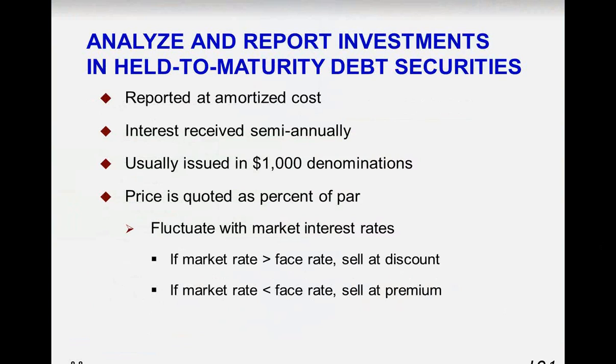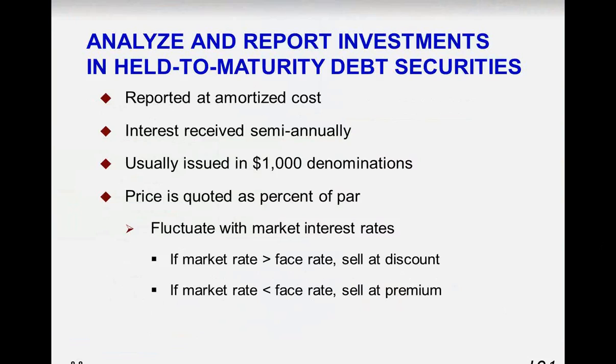In order to report this held-to-maturity bond or debt securities, we would need to report it at its amortized cost. Interest received semi-annually, usually. It usually is issued in $1,000 denominations, as I said. The price is quoted as a percentage of par, or it can be.